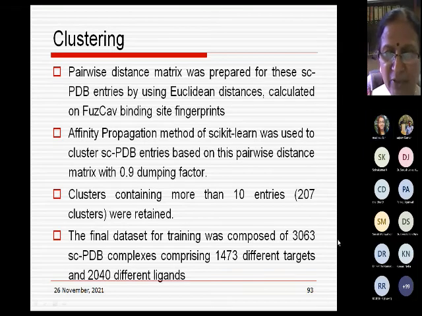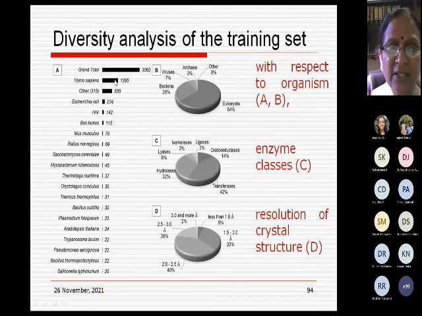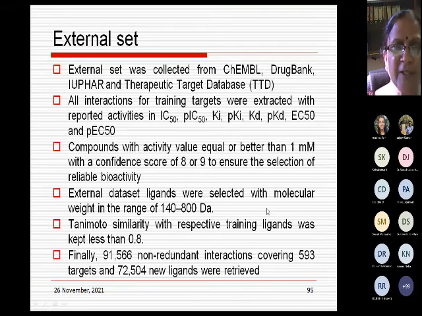So the final data set had 3063 complexes with these many different targets and 2040 different ligands. Then we analyzed how these proteins were distributed among the various species. We also analyzed the enzyme class or function, the EC numbers, and their distribution among the various classes of functions. The resolution of the crystals was also analyzed.